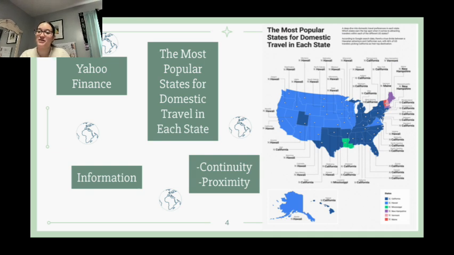All right, next we have this infographic titled The Most Popular States for Domestic Travel in Each State. And right away, I'd say the purpose, once again, is informing. It's just letting you know. I don't think that this is persuasive in any way. And visually, I don't think that it reached its intended purpose.